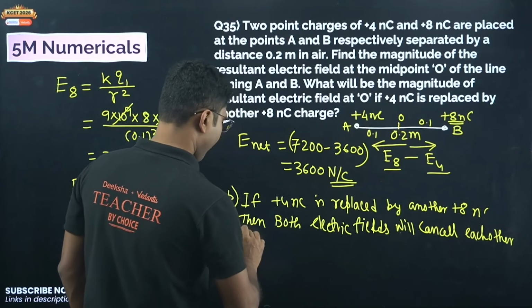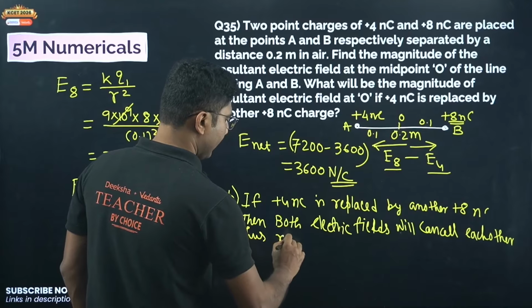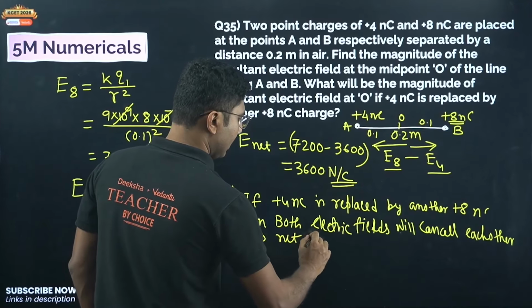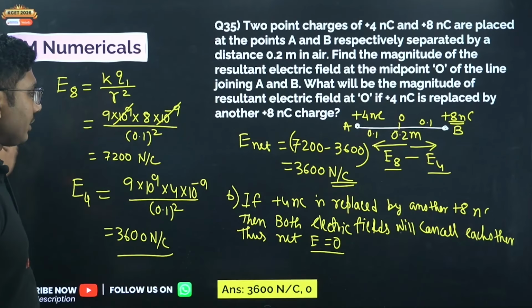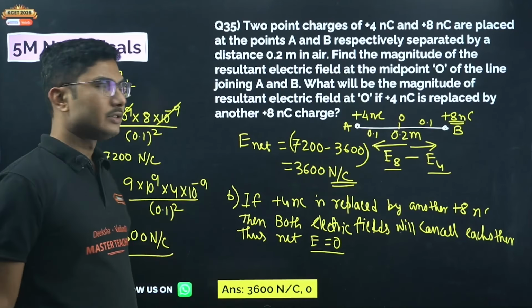Thus, net E will be equal to 0. Okay, so net E will be equal to 0. Let's check the answer, 3600 and 0.